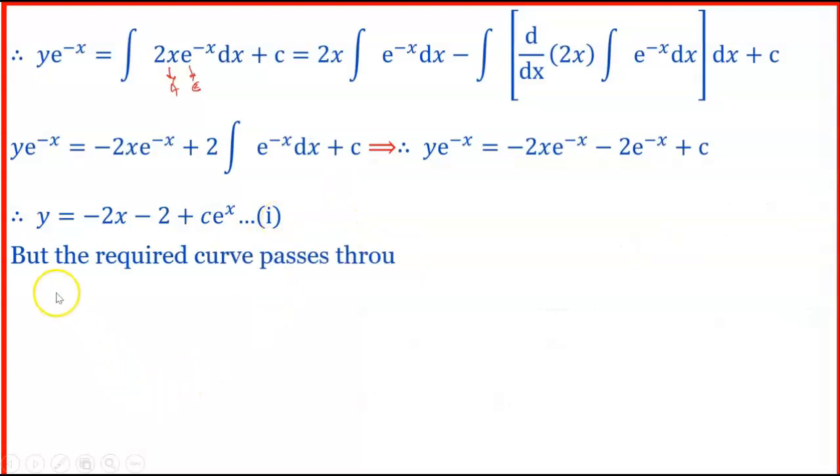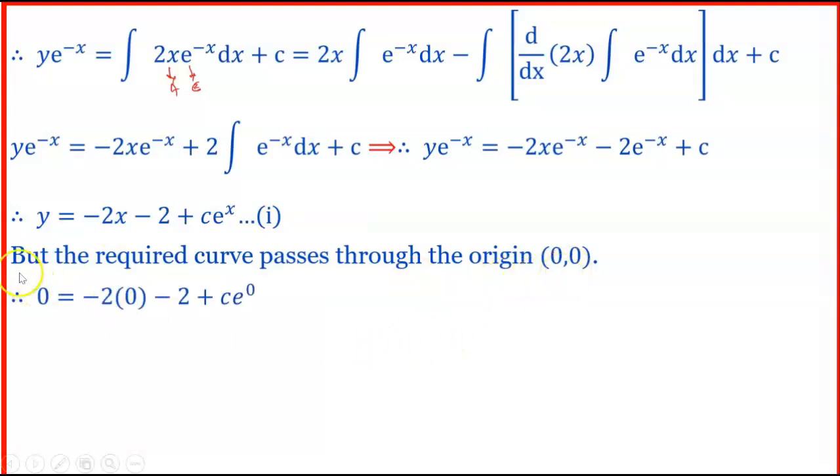But the required curve passes through the point (0, 0), means what? It passes through the origin. Therefore, here we substitute x is equal to 0 and y is equal to 0. 0 is equal to minus 2 into 0 minus 2 plus c into e raised to 0. It implies that 0 is equal to minus 2 into 0, you will get 0, minus 2, e raised to 0 means 1, that is c into 1 is c, that is minus 2 plus c. Therefore, c is equal to 2. Here the value of c is equal to 2.